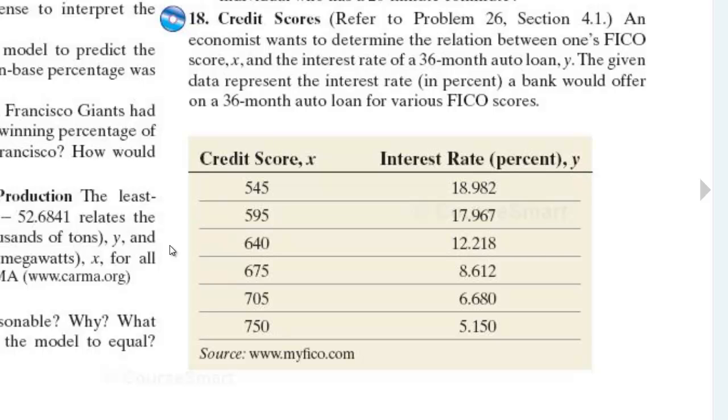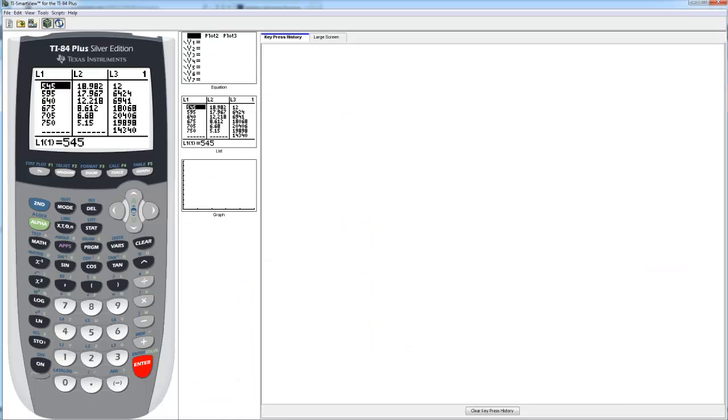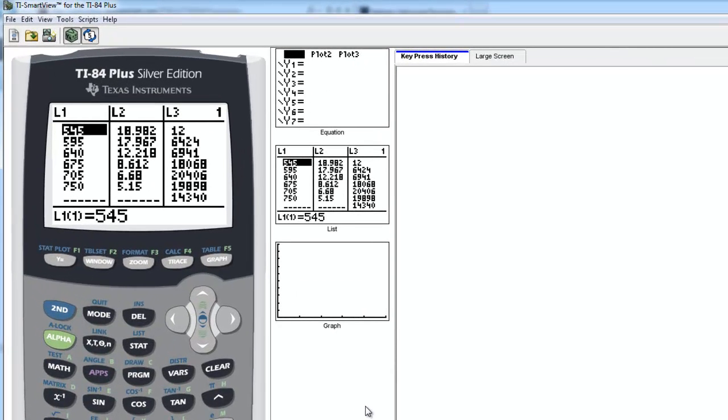So we're going to be using the problem you can see on the screen in front of you right here. This is our first example. Hopefully it looks familiar. It's the same data set that we used in the last video. And so if you have this data keyed into your calculator, you're good to go. If you don't, I would invite you to pause the video and rekey the data so that you have it in there. I already have it keyed into my calculator, as you can see. And I'm using list 1 for the FICO scores and list 2 for the interest rates.